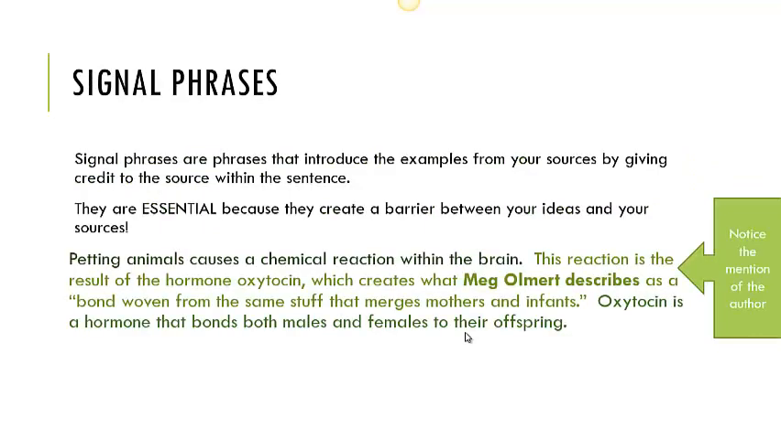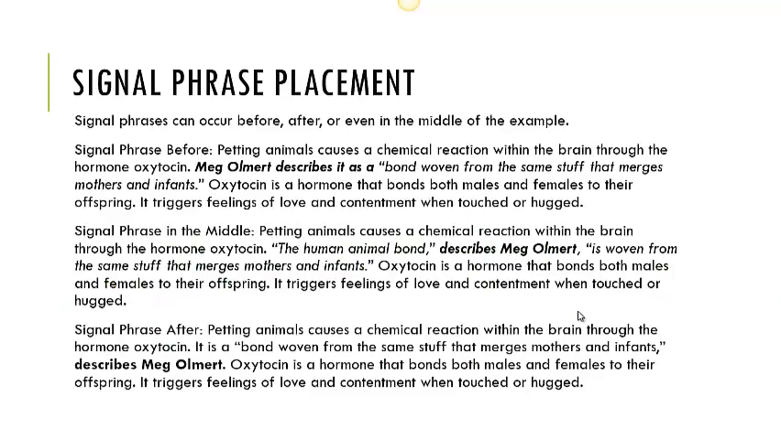The other thing you want to do is use signal phrases. What signal phrases do is they clearly distinguish between your ideas and your source's ideas. And so they are essential because they prevent plagiarism. When you use signal phrases consistently, there's no question on whose ideas are whose, because if there's a question on whose ideas are whose, you can get into territory that substantiates plagiarism. So in our sample paragraph, it was this phrase, Meg Ulmer describes. So notice, mention the author or the source.